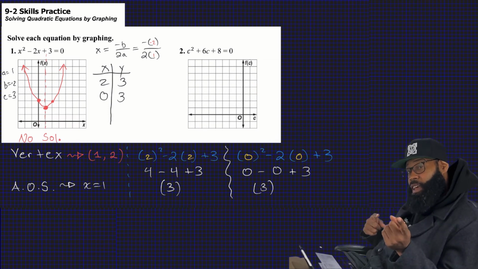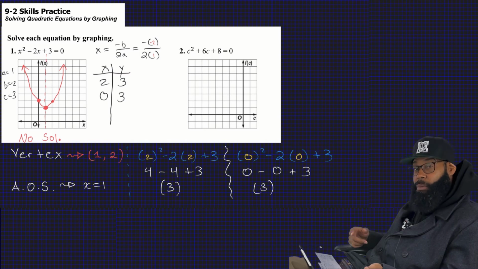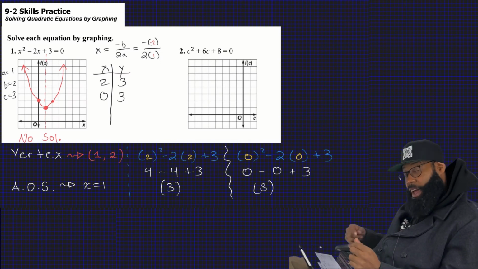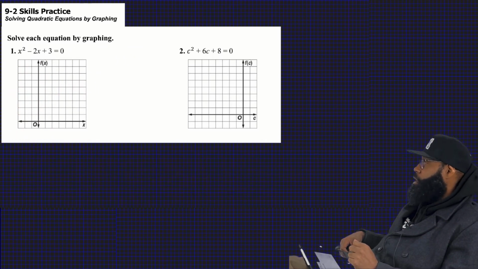If it did cross the x-axis, I could tell you x is equal to 0, x is equal to 1. But that parabola, when we graphed it, did not cross the x-axis. So guess what? No solution. That can happen, and hopefully your teacher explained that to you. And let's move on, because we've got to do it again.